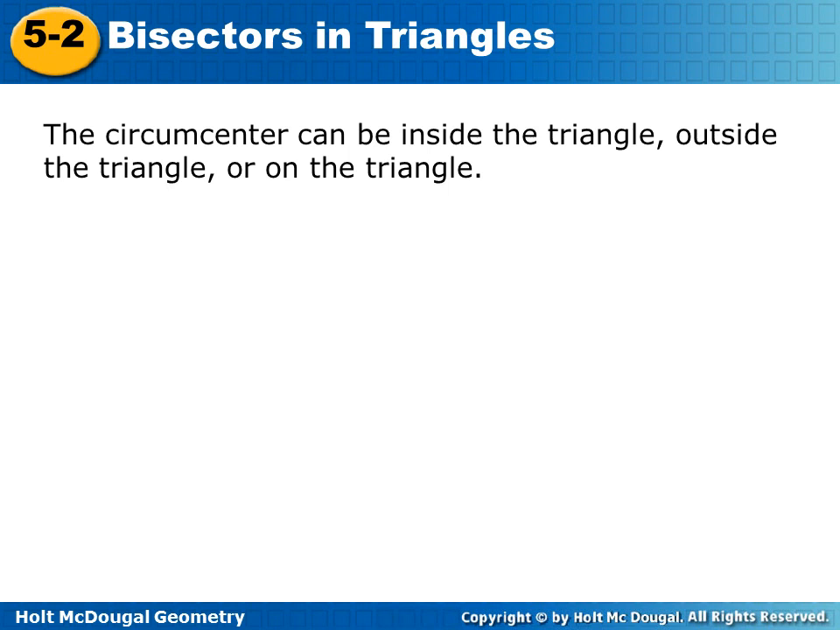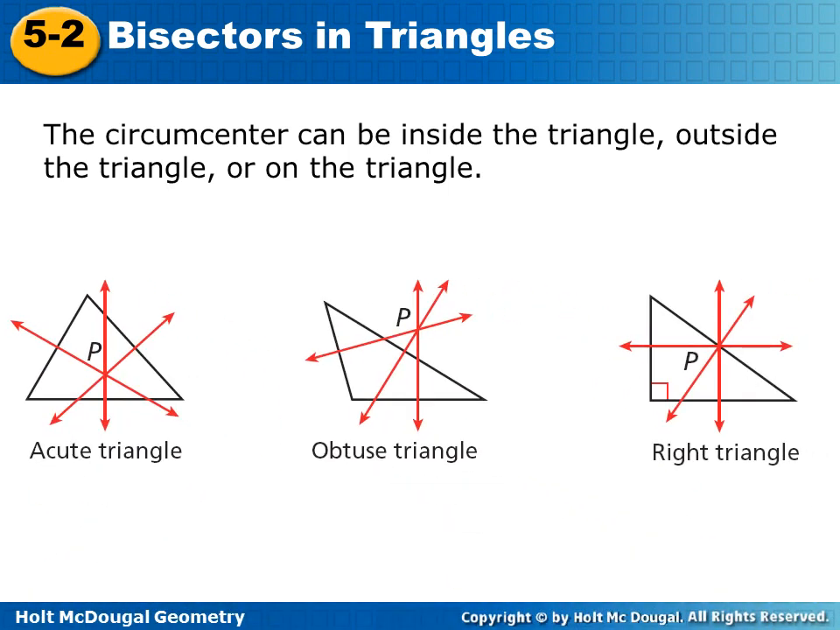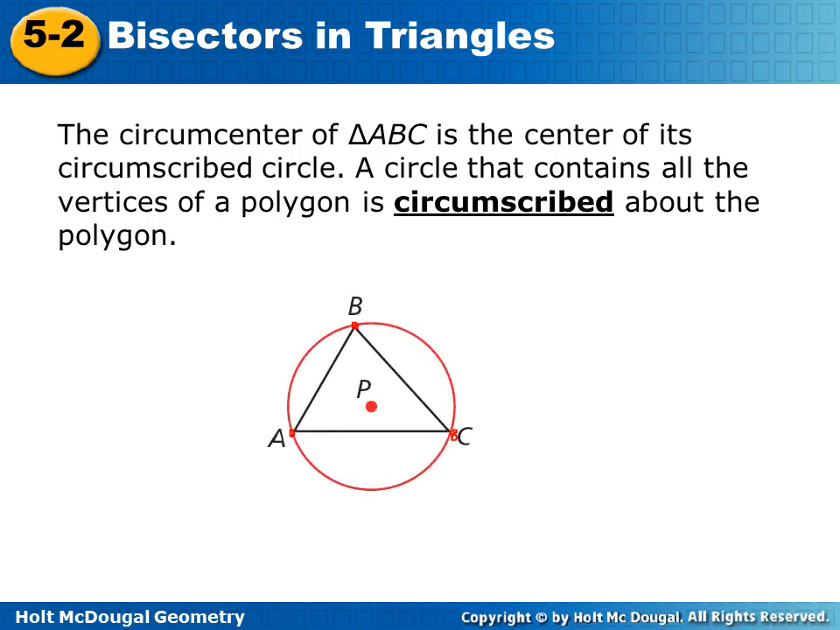The circumcenter can be inside the triangle, outside the triangle, or on the triangle. Here are three examples. In an acute triangle, it will be inside, obtuse, outside, and right will be on the triangle. The circumcenter of ABC is the center of its circumscribed circle. A circle that contains all the vertices of a polygon is circumscribed about the polygon. So points A, B, and C are all touching the circle.